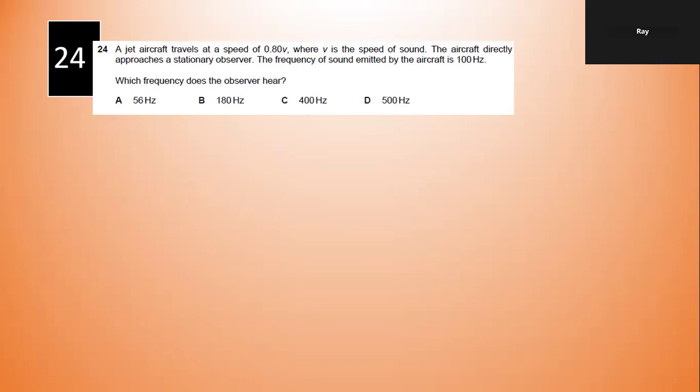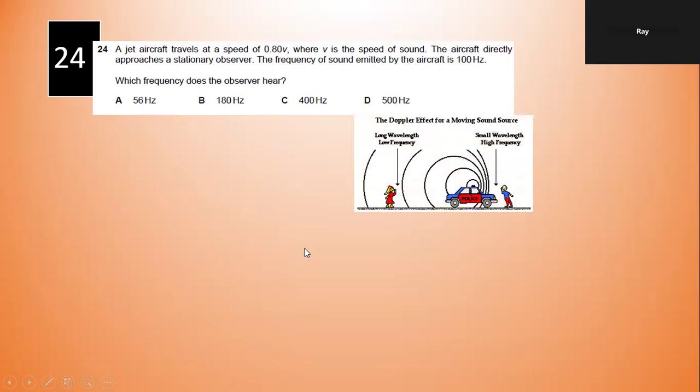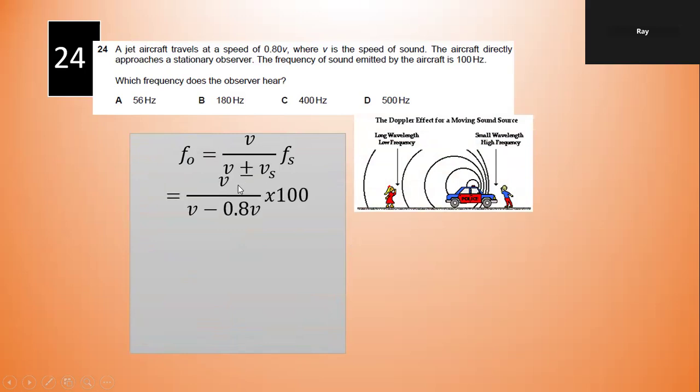If forgotten, remember when the source is approaching the person, the wavelength is smaller, the frequency is larger. So that's the formula you can get from the data sheet. So it's approaching, you use negative. Right? Okay, yeah, right.